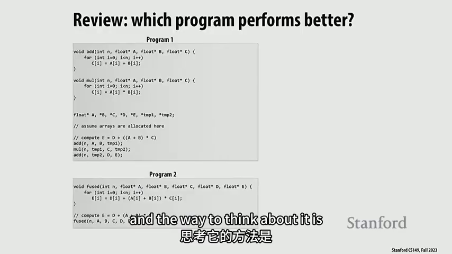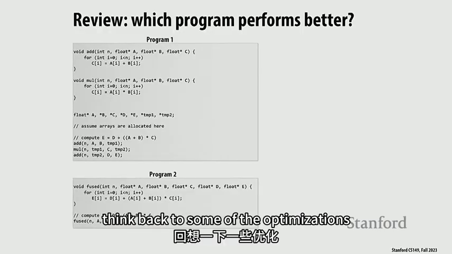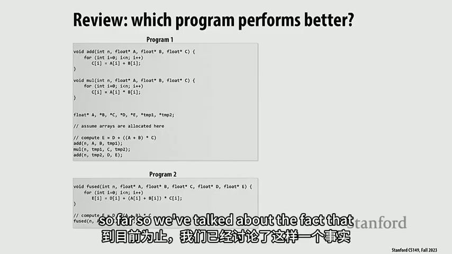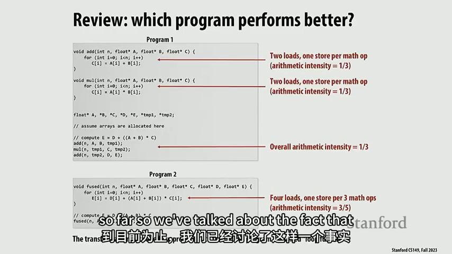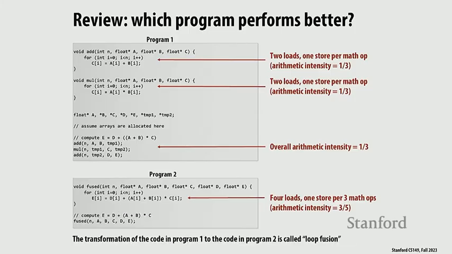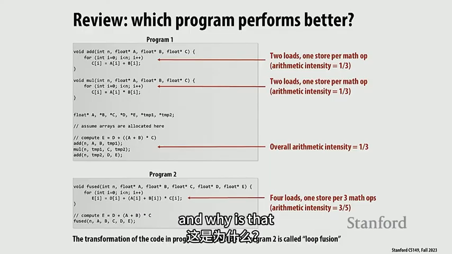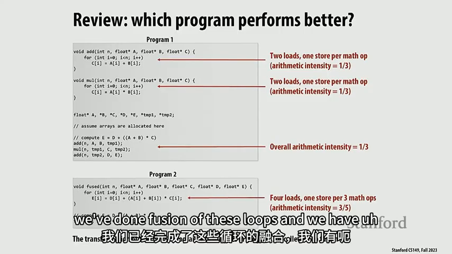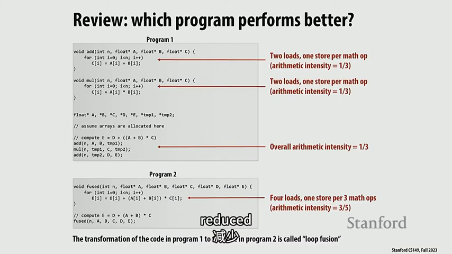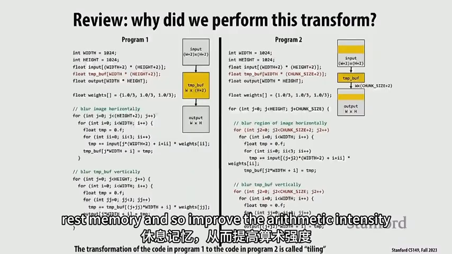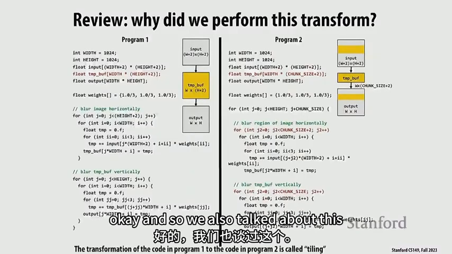The way to think about it is to think back to some of the optimizations that we've talked about so far. We've talked about the fact that this program is better than that program. And why is that? Less writes to memory. That's the reason. We've done fusion of these loops, and we have reduced the writes to memory, and so improved the arithmetic intensity.